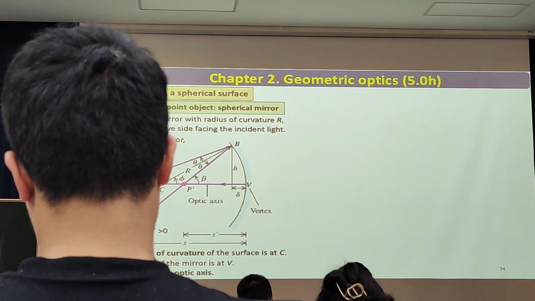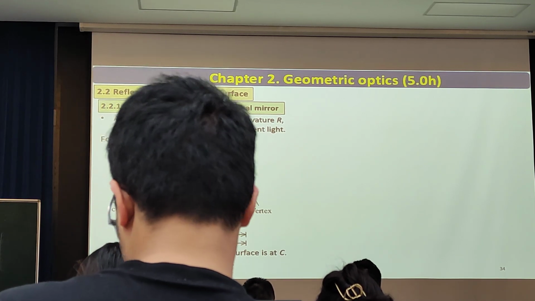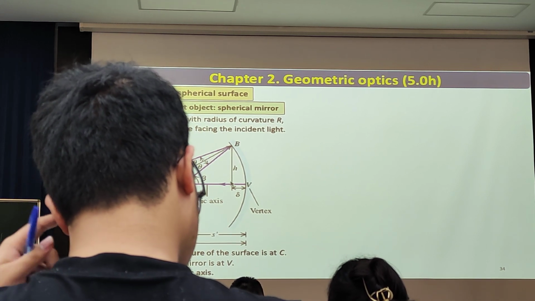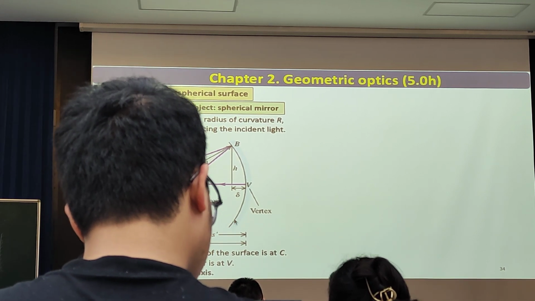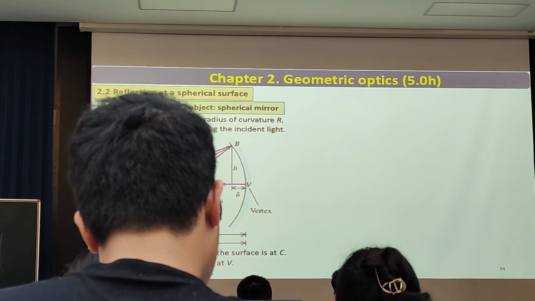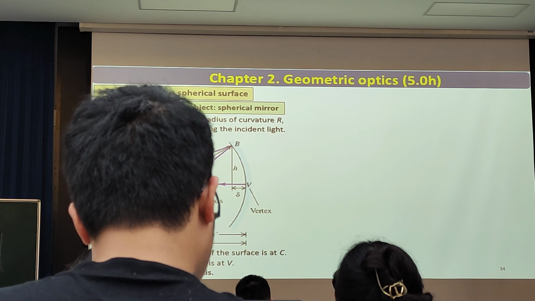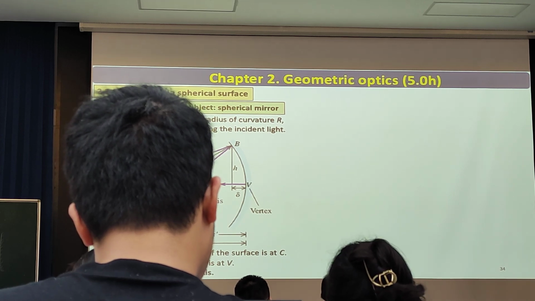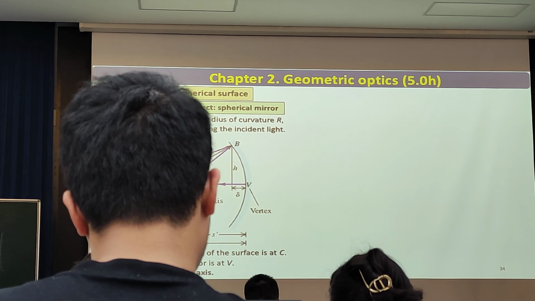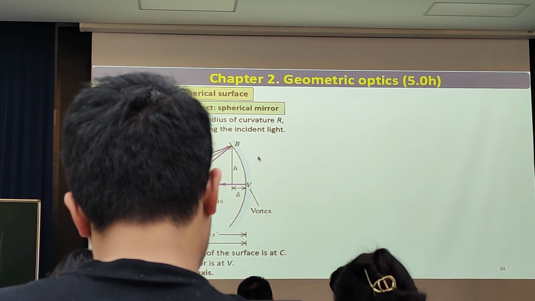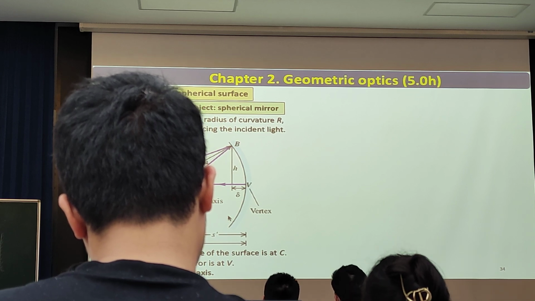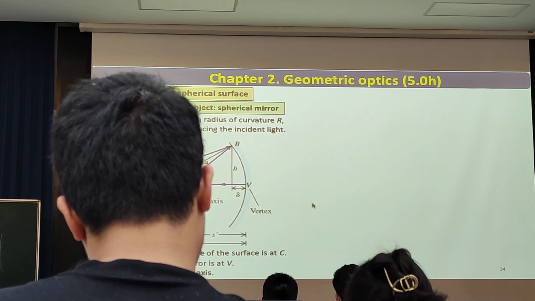So the distance from C to any point on this curvature is equal to R, which is the radius of curvature. So keep in mind, radius of curvature R. The distance from the center of curvature to any point on this surface is the radius of curvature. So that is pretty clear, right?